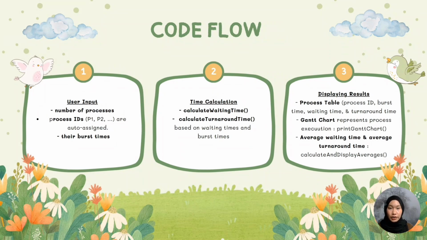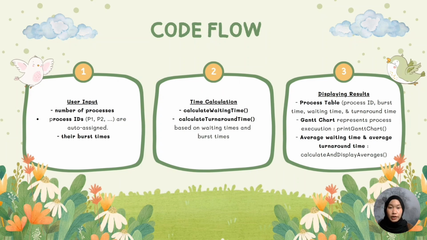Now that we have covered the code structure, let's go through the program flow. First, the user enters the number of processes and IDs are assigned automatically. The user then inputs the burst time. Next, the program calculates waiting time using calculate waiting time, where the first process starts at 0, and each following process waits for the previous one to finish. Then, turnaround time is calculated using calculate turnaround time, adding waiting time to the burst time.